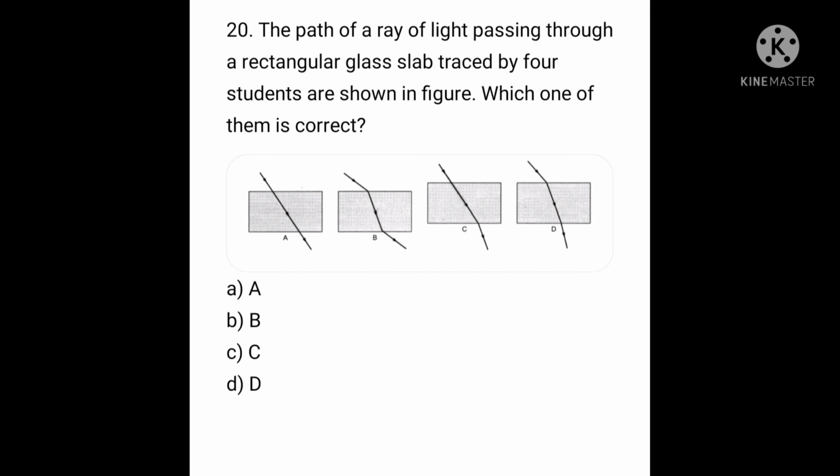Question number 20. The path of a ray of light passing through a rectangular glass slab traced by 4 students is shown in the figure. Which of them is correct? Option A, A. Option B, B. Option C, C. Option D, D. Here the correct option is option B, B. The figure B is the correct one.